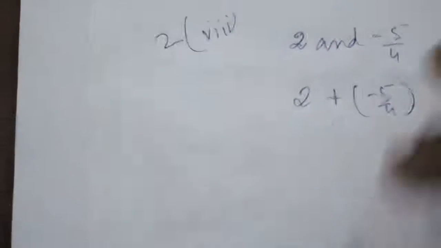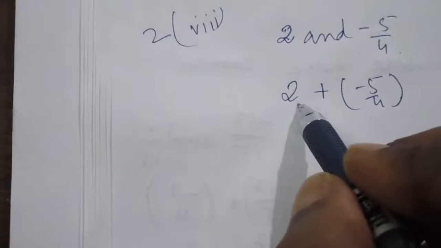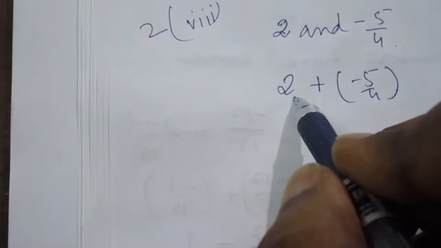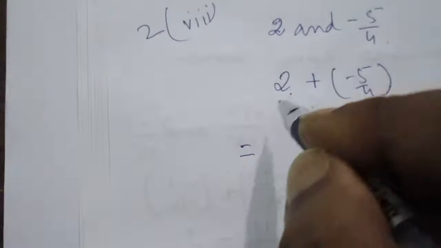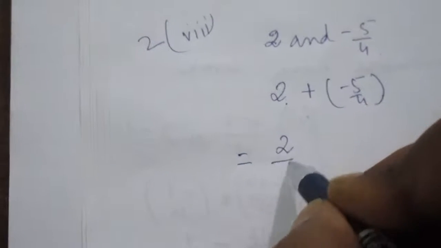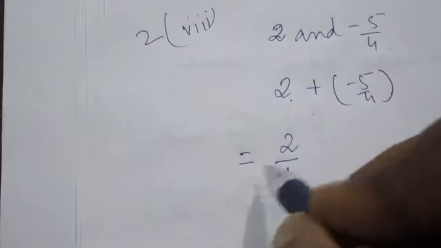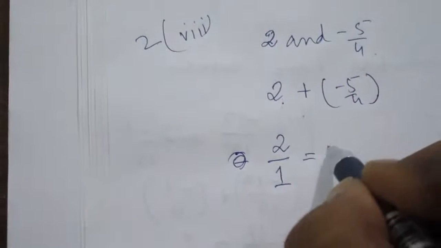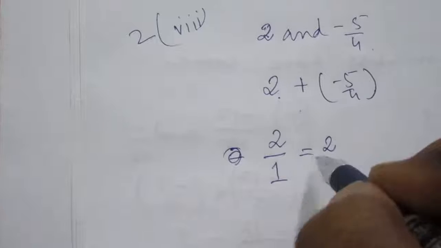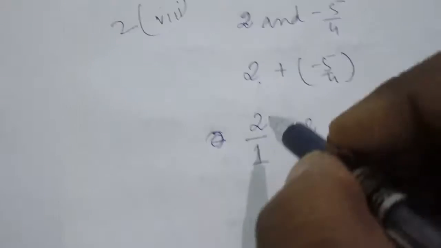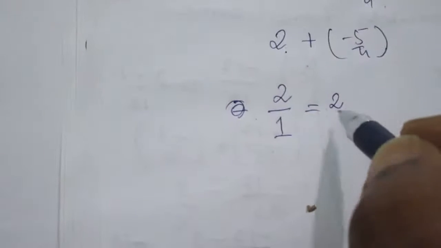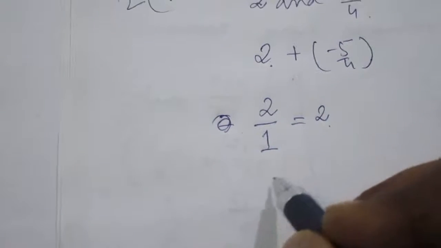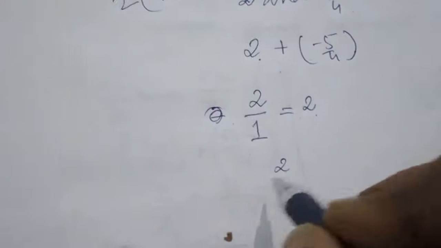See here, in the case of 2, there is no denominator. So in such cases, actually there is no denominator, but you can think that 2 by 1 is always 2. So 2 we can write as 2 by 1. Yes, 2 is equal to 2 by 1. So in place of 2, we will write 2 by 1.